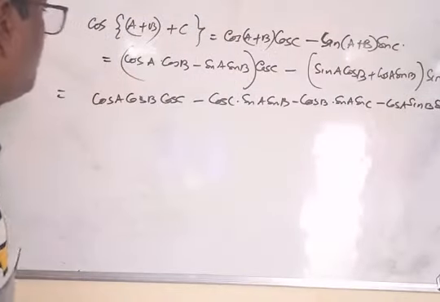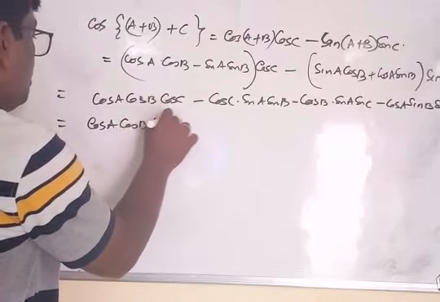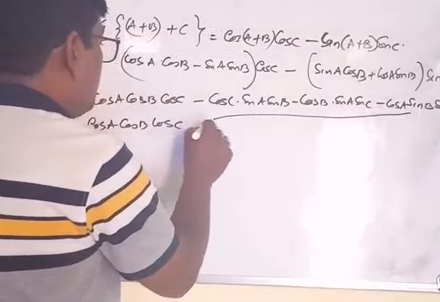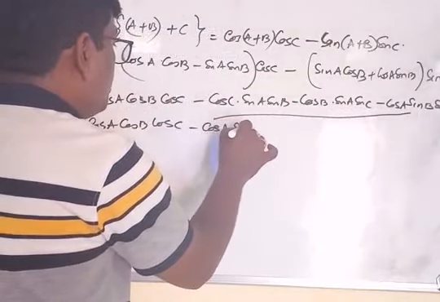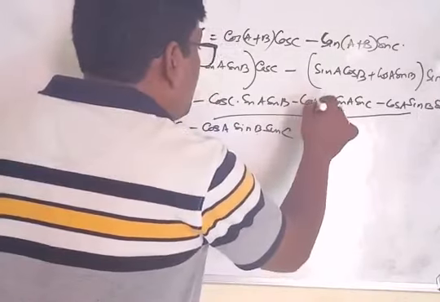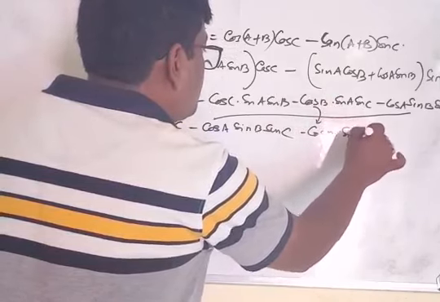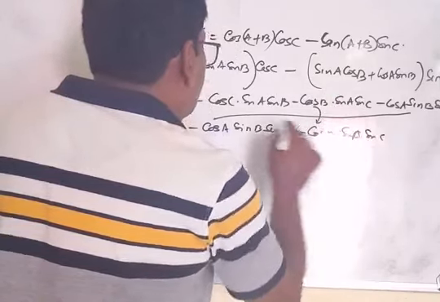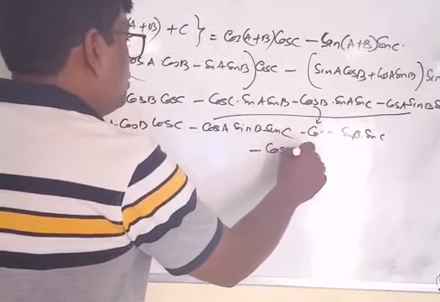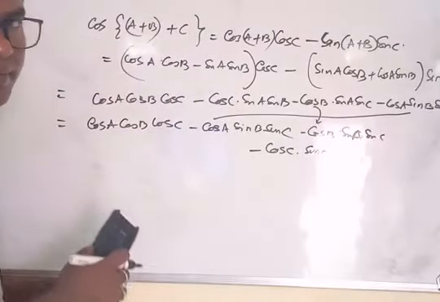So arrange this: cos a cos b cos c first. Cos a is present here, so write minus cos a sin b sin c. Cos b is present, so write minus cos b sin a sin c. And finally minus cos c sin a sin b, as proved.